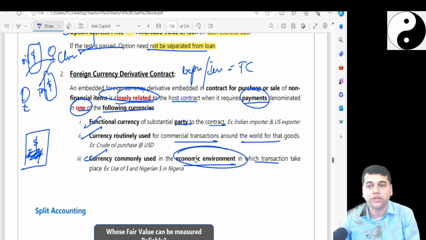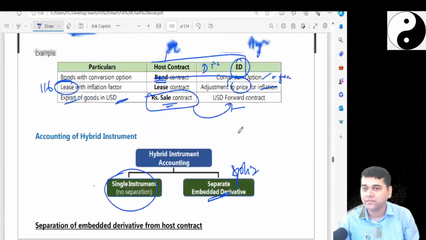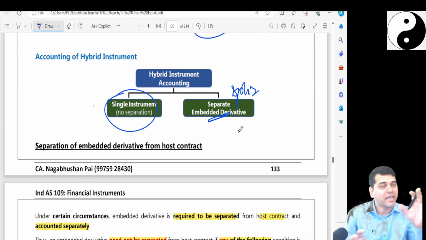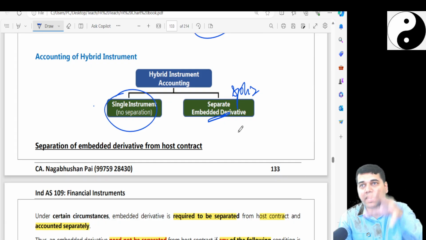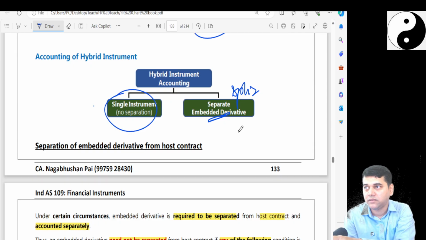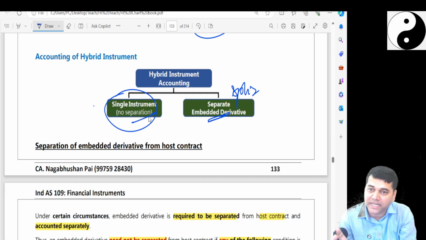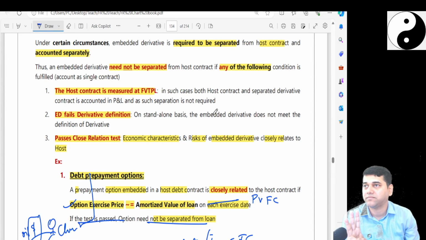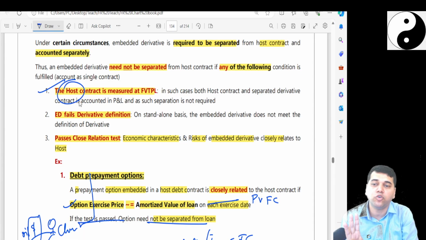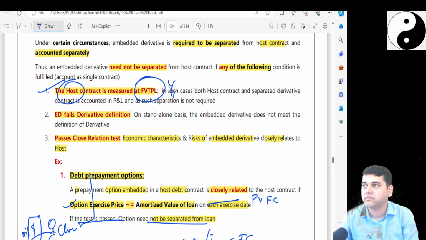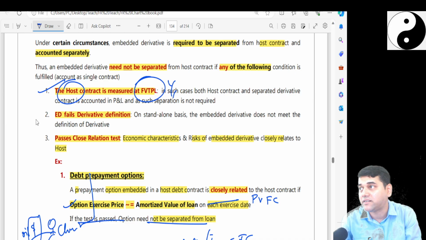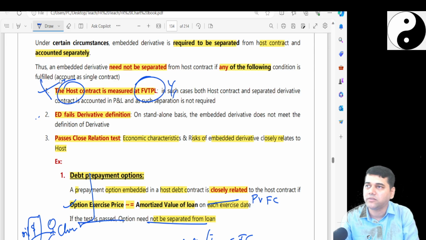Then they said, look, okay, let me take you back again. If you embed any derivative in a host contract, the question comes, should you separate and pass the split entry or pass the single entry? It depends upon 3 tests. Test number 1, is the host contract FVTPL? If the answer is yes, chalo, no need to separate, because separation makes no sense. If no, then look for the second. If this fails, look for the second. If this passes, then there is no question.